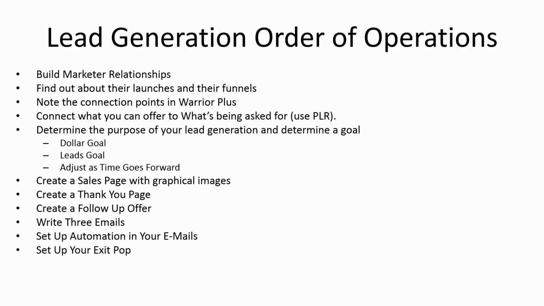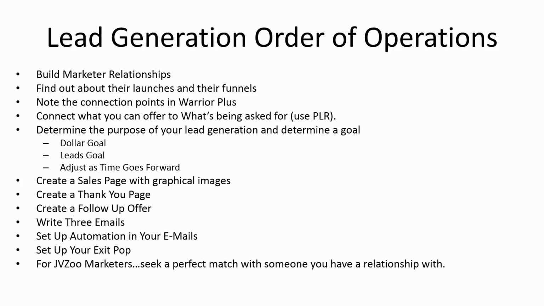We talked a little bit about that at the beginning of the session. And then what you're doing on JVZoo, for JVZoo marketers, you want to seek a perfect match with someone you already have a relationship with. The reason that you want to do that is because on JVZoo you really do have to have a prior relationship. With Warrior Plus, you and I can get traffic if we don't know anybody. If we can get our product into the right category, and we can actually launch on Warrior Plus, we are going to get traffic to that offer.